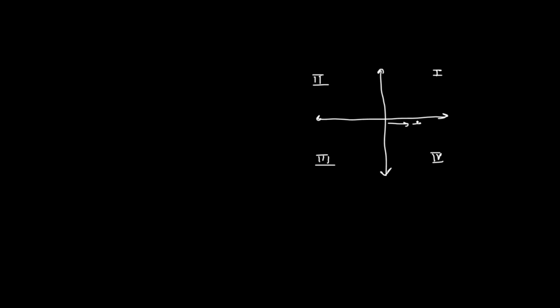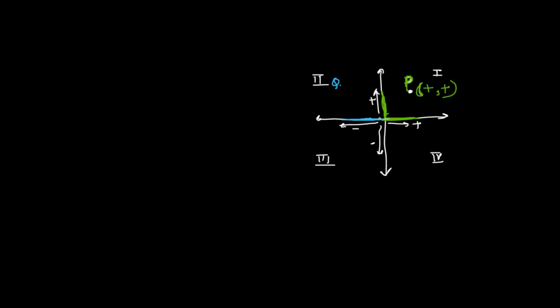This is the positive x-axis, this is the positive y-axis, here we have the negative x-axis and here we have the negative y-axis. So any point that lies here, say a point P, the x-coordinate, which is its distance from the y-axis, is positive and y is also positive.